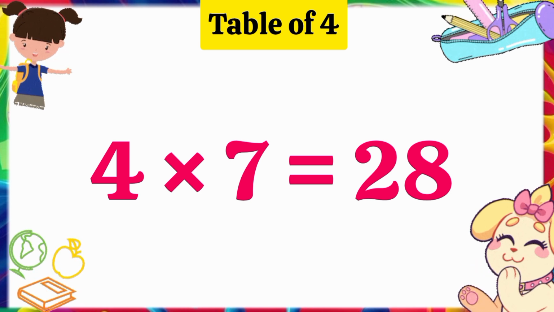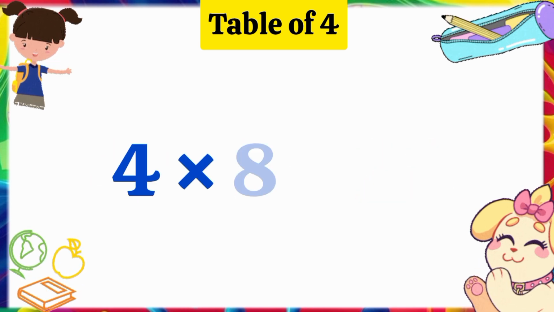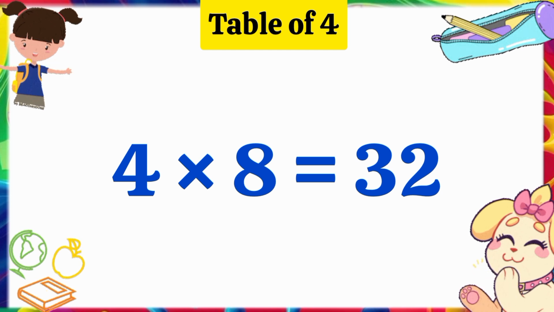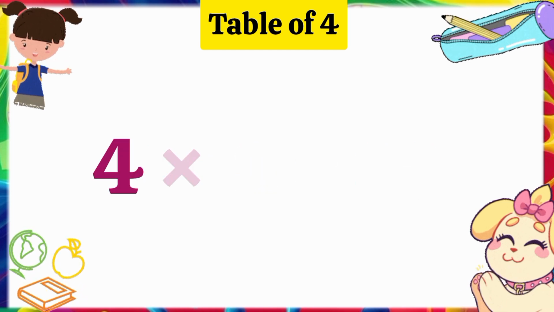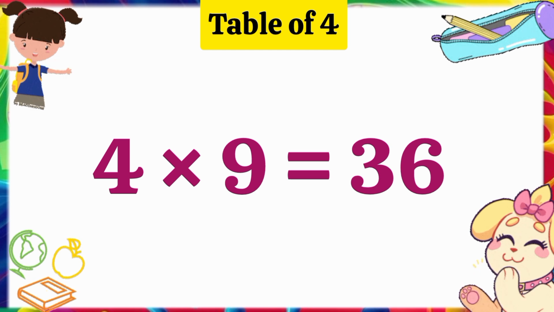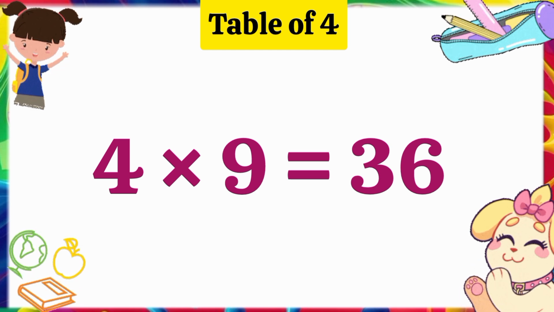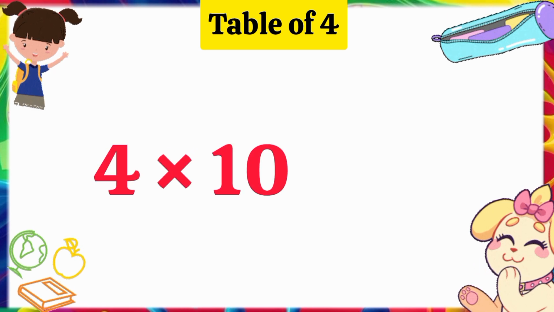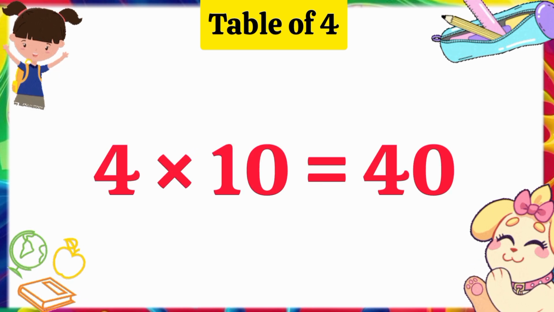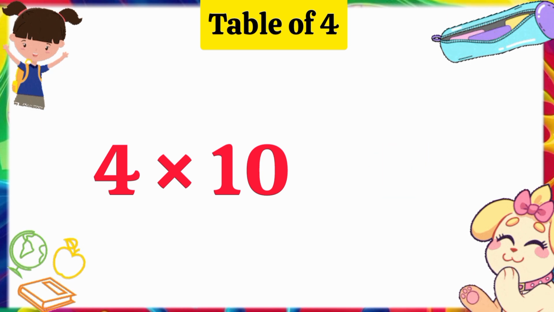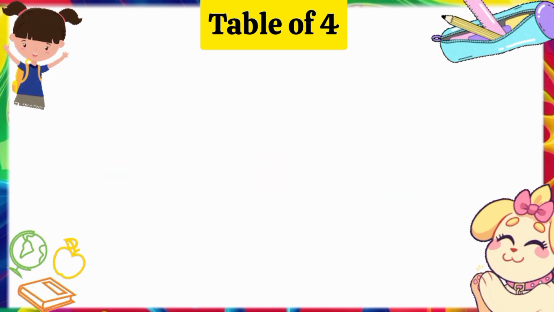4 sevens are 28. 4 times 8 equals 32. 4 eights are 32. 4 times 9 equals 36. 4 nines are 36. 4 times 10 equals 40. 4 tens are 40. Repeat after me loudly.